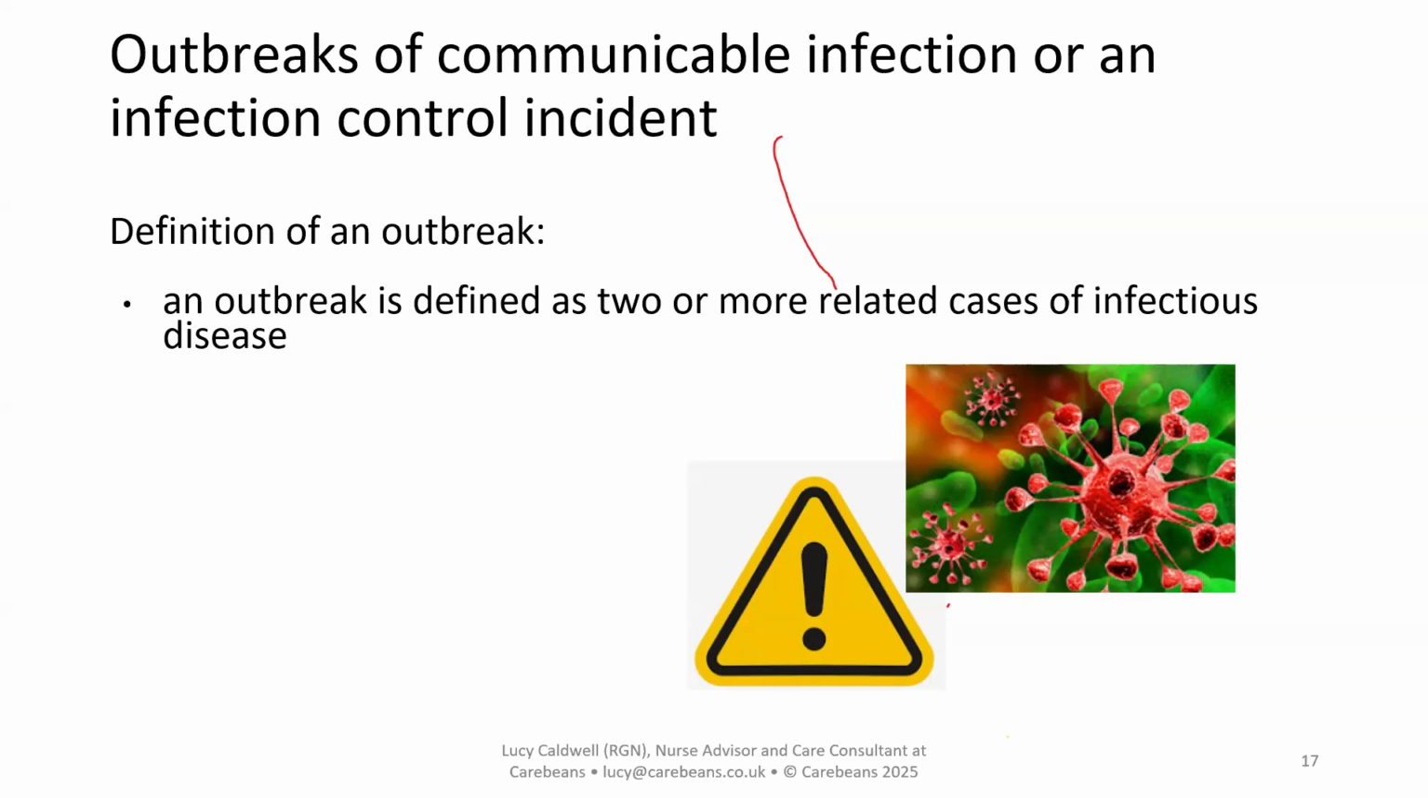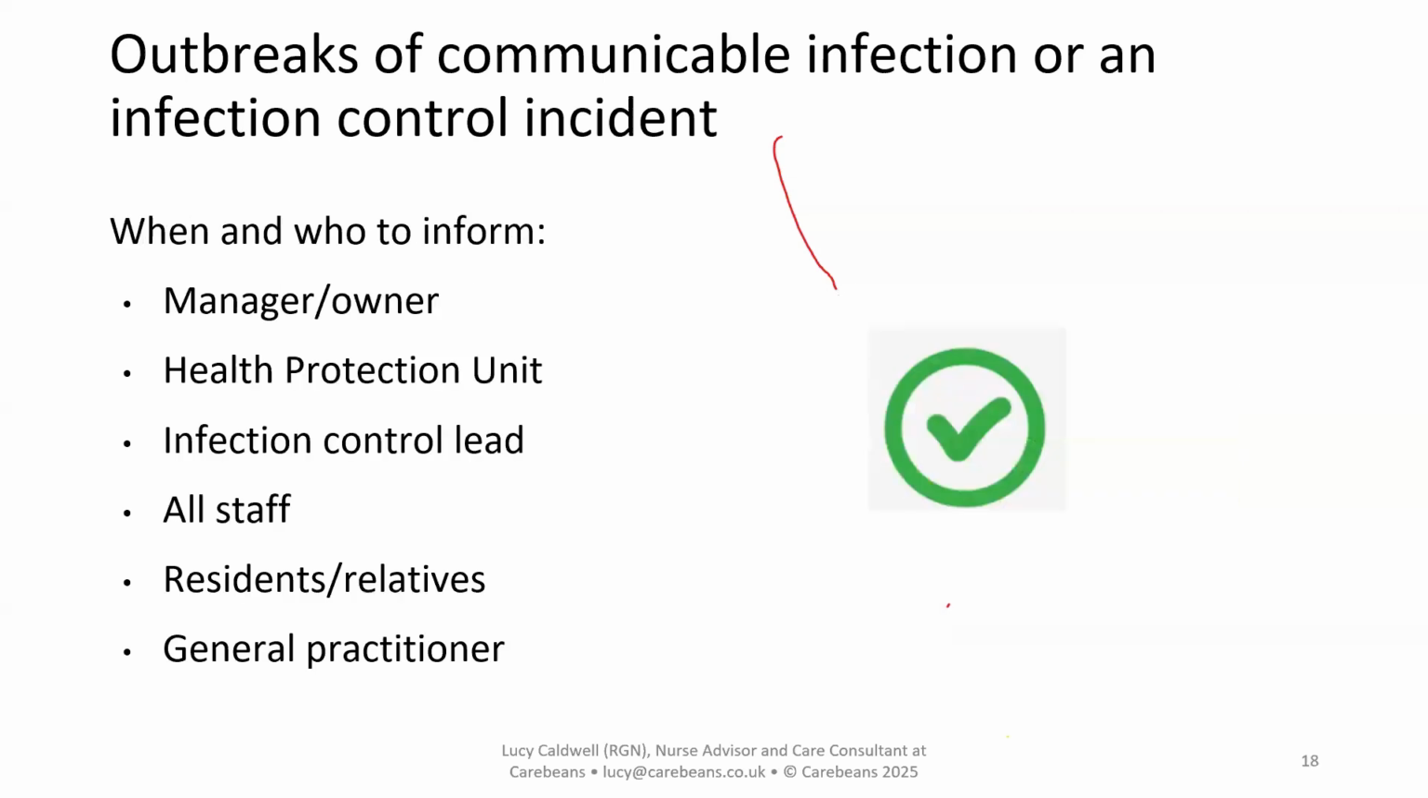But when there's an outbreak, there's certain things that need to be done. So an outbreak of an infection is defined as 2 or more related cases of the same infectious disease. So if that has happened within your service, and again, you'll have this written in your infection control policies, you need to inform certain people. So that would be the manager or the owner of the service, your local health protection unit, an infection control lead if you have one, all of your staff, all of your residents and relatives too, and also the GP who can give you any advice about when to send in samples, etc.